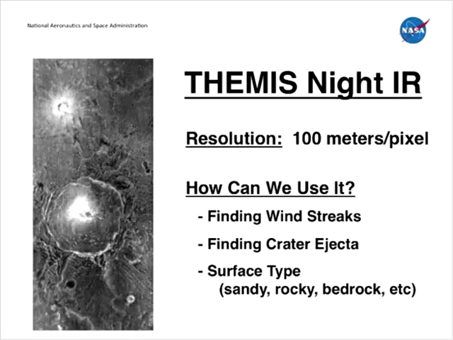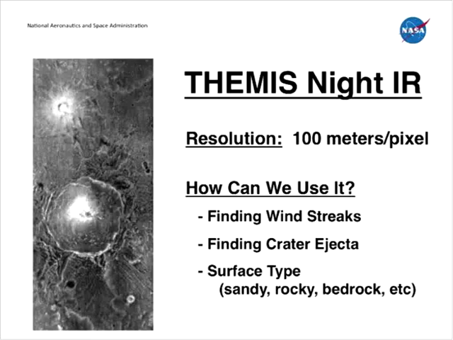Now for Themis Night IR, it has the same resolution as the day IR images, 100 meters per pixel, but you can use it for much different things. And the images themselves, as you can see by this example, look very different than the day IR images. First off, you can also use these to find wind streaks, and in fact, I find the night IR to be more helpful in finding wind streaks because they pop out more, they're more distinct.